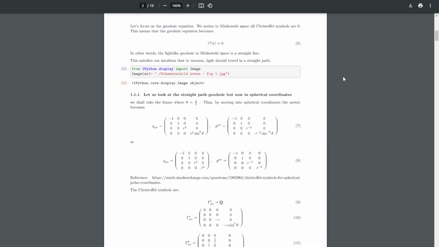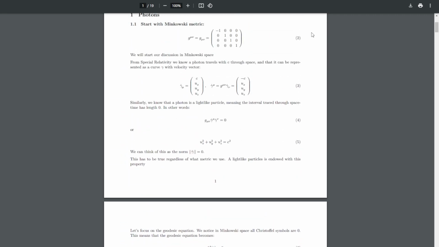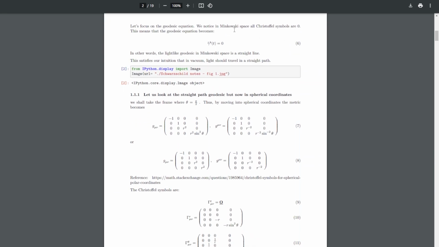Now let us focus on the geodesic equation. We know in Minkowski space that all Christoffel symbols are 0. This is because Christoffel symbols are basically functions of derivatives of the metric, and given that our metric is only made up of minus 1 and 1s, all the derivatives will be 0. So all the Christoffel symbols will be 0, and that means that our geodesic equation turns into this: gamma double dot k of t equals 0. This basically means that the light-like geodesic in Minkowski space is a straight line.